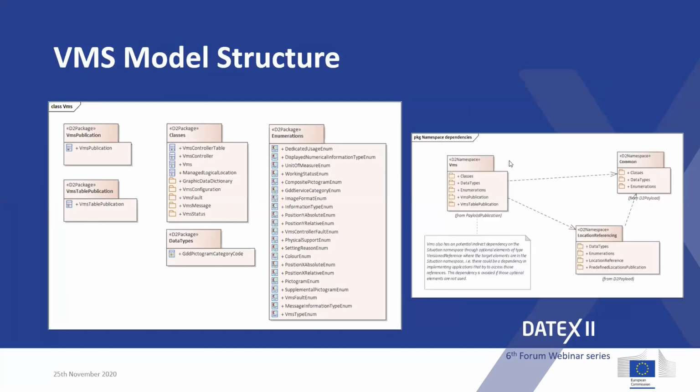There are some dependencies. VMS depends on the common and location referencing namespace. And because of the messages, which we may derive from a situation publication, we also have a dependency with the situation publication package, which depends on whether you include or not this kind of information in your model.